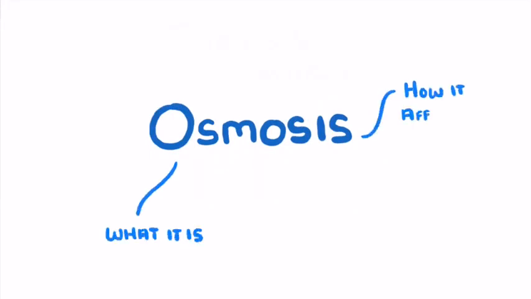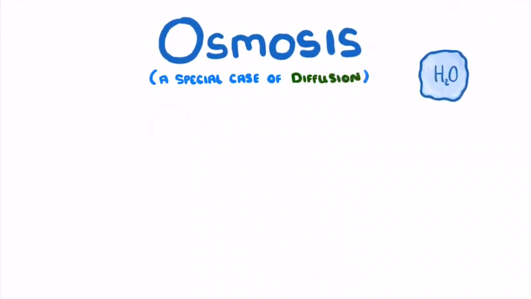In this video, we'll take a look at what osmosis is and how it can affect cells. Osmosis is just a special case of diffusion, and is the diffusion of specifically water molecules. As you might remember from our previous video, diffusion is just the spreading out of particles from an area of higher concentration to an area of lower concentration.